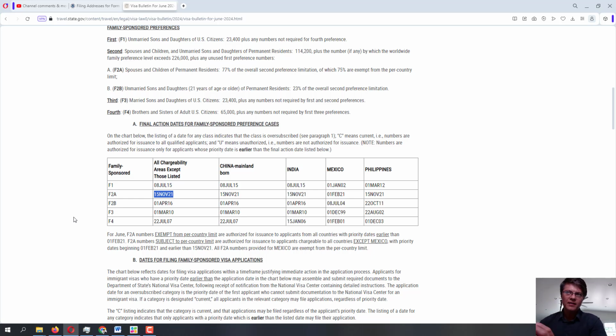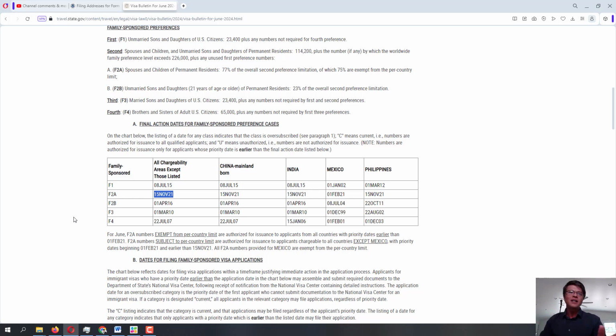Now, the good news is that F2A has been moving rapidly in the past few Visa Bulletin editions. It wasn't moving 1 month every month, it was moving more. And that's definitely good news for F2A. Another thing to keep in mind is that before the whole pandemic and closures, F2A used to be current. So I'm expecting to see F2A become current, I want to say in the next year. That's kind of wishful thinking, maybe a year and a half if it keeps on moving the same way as it is right now. I think in a year and a half it might become current.